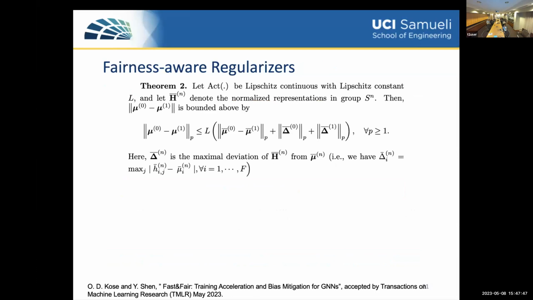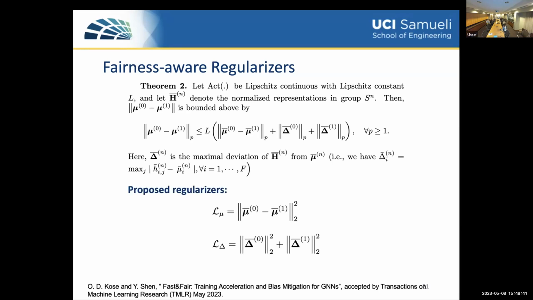What we can show is that by doing the group-wise normalization, the mean and the standard deviation of the representation we are manipulating are an upper bound of the actual discrepancy in the original distribution. Here L denotes the Lipschitz constant of the activation function, and as you may know, most general activation functions like ReLU and sigmoid have a Lipschitz constant equal to 1. So this is a quite tight bound.